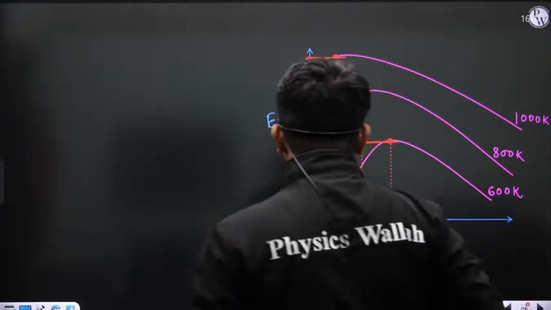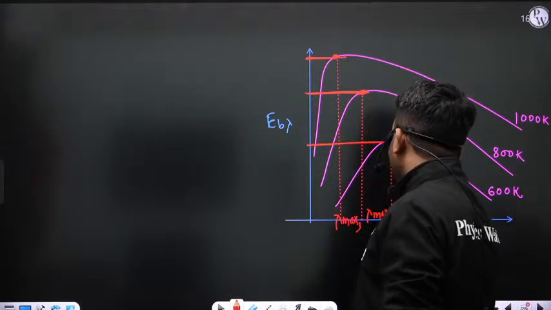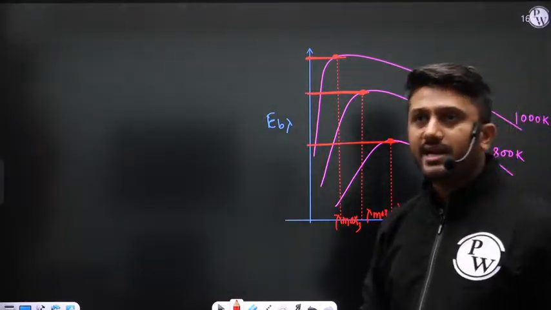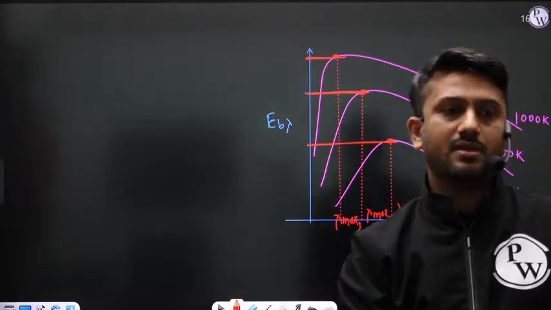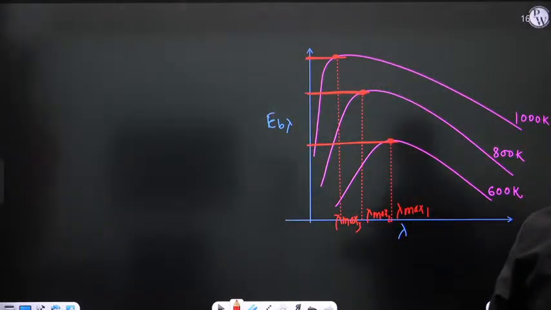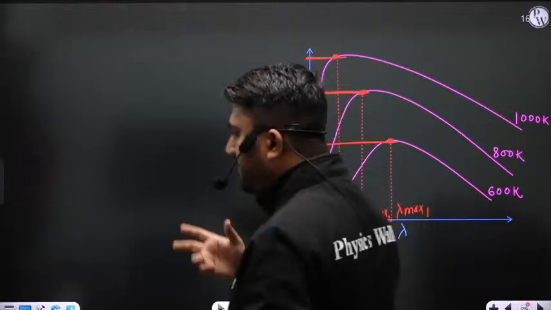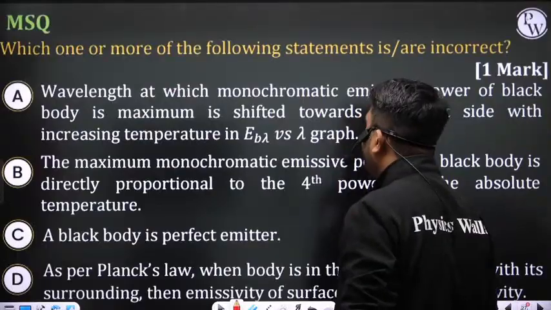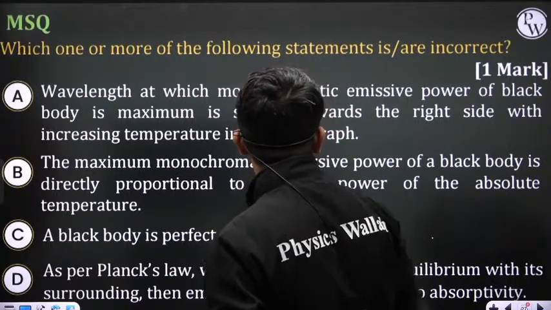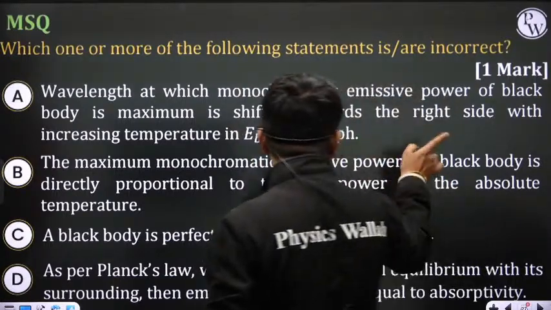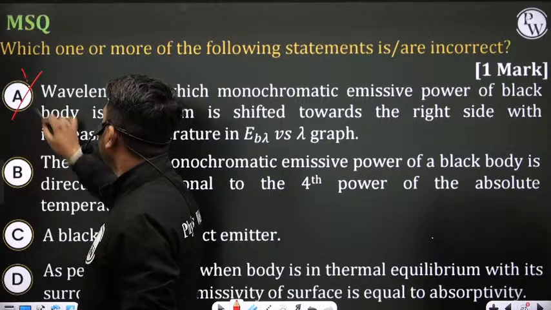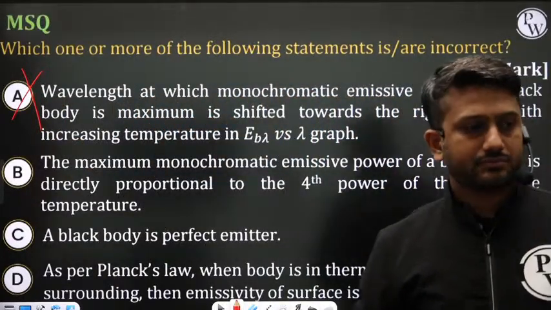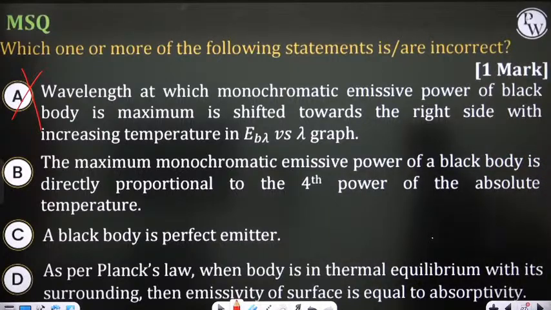Getting my point? So this lambda max is shifted towards the left hand side, towards the shorter wavelength side, as you increase the temperature. As you increase the temperature, the wavelength at which monochromatic emissive power is maximum shifts towards the shorter wavelength side. That means it is shifted towards the left hand side, not the right hand side. So statement A is absolutely wrong.